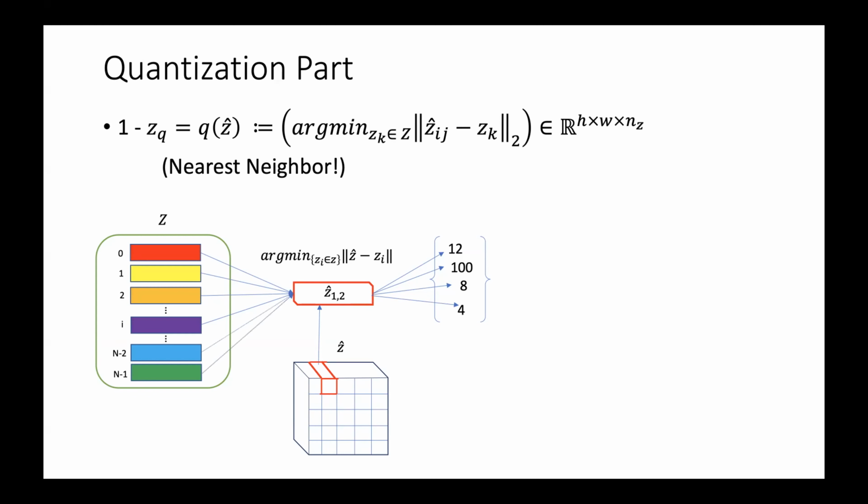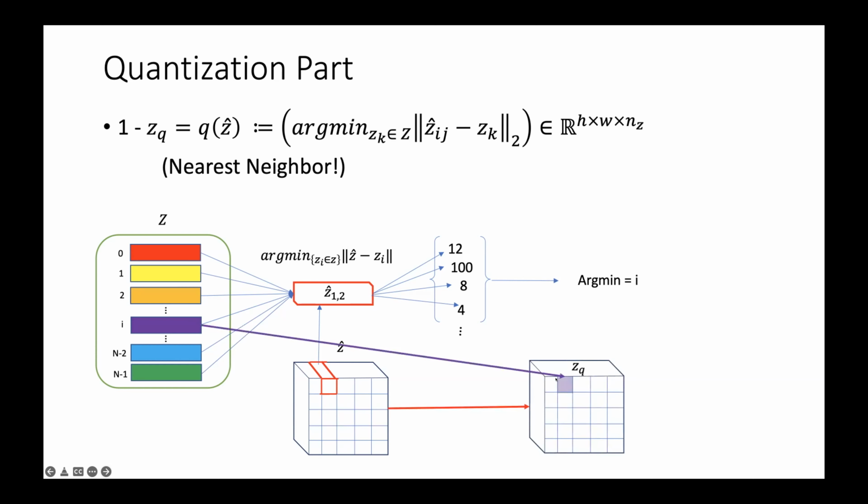So the minimum argument in this Euclidean distance is argument i. So we replace this block of the feature map with the ith token of the codebook, and we get something like this. If we do exactly this procedure for all the blocks in this feature map, we get a feature map, which is ZQ, where all the blocks consist of the codebook.